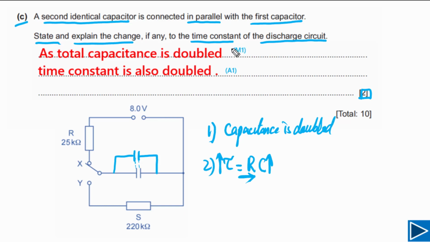The first mark is an M mark, meaning you must get this mark to get the second mark. So if you have written capacitance is double, you will get 1 mark, and that is an M mark. And the second mark you will get if you have written time constant is also double. If you simply write that time constant is double, but you haven't written the first point, you will get no mark. So you have to write down first of all that capacitance is doubled, then you can say time constant is doubled because capacitance is doubled.